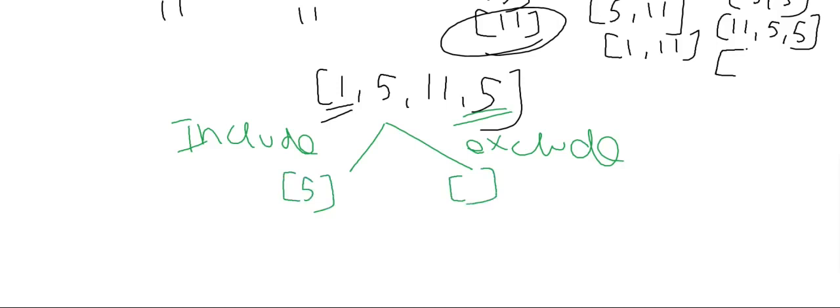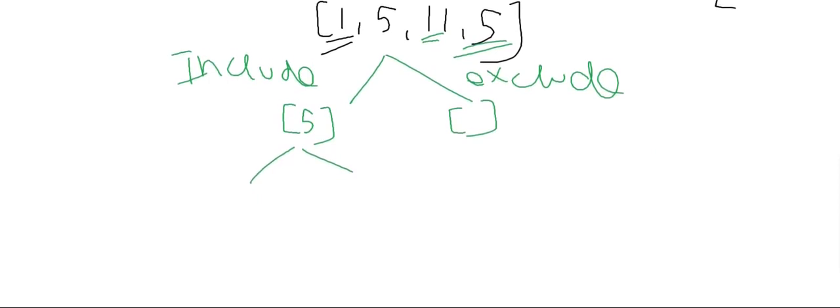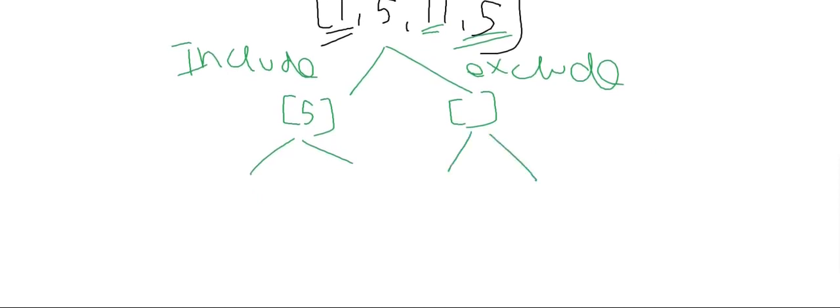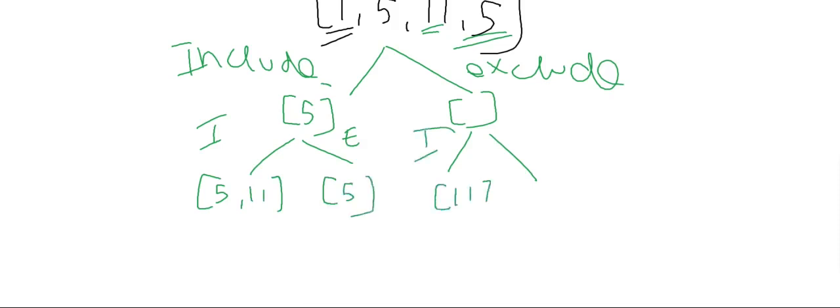Then I move on to the next element, 11. When I move on to 11, again I have two options: whether to include 11 or exclude 11. If I include 11, I have 5 and 11. If I exclude 11, I have 5. If I include 11, I have 11. If I exclude 11, I have empty.